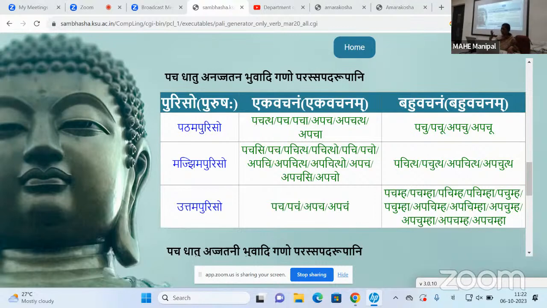The duty of a grammarian is like that. We are not generating forms and asking people to use them. We cannot say that. Whatever you use, we have to give. You have to make rules.